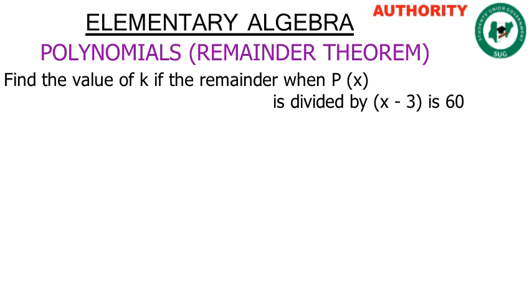Now let's take this question. Find the value of k if the remainder when p of x, which is 2x raised to the power 4 plus kx raised to the power 3 minus 11x raised to the power 2 plus 4x plus 12, is divided by x minus 3 is 60. We are not given the quotient, but we are asked to find the value of k.